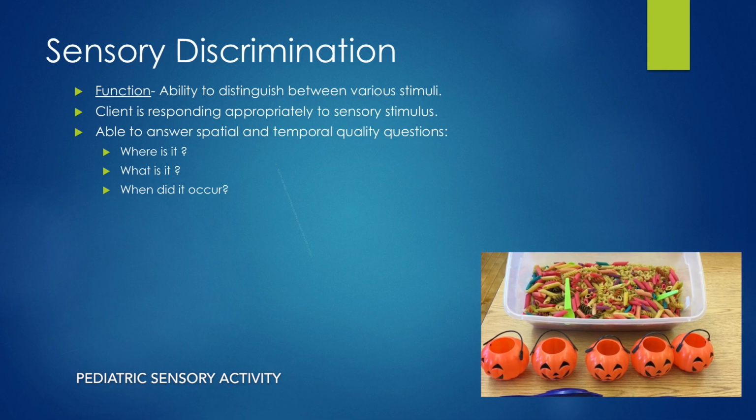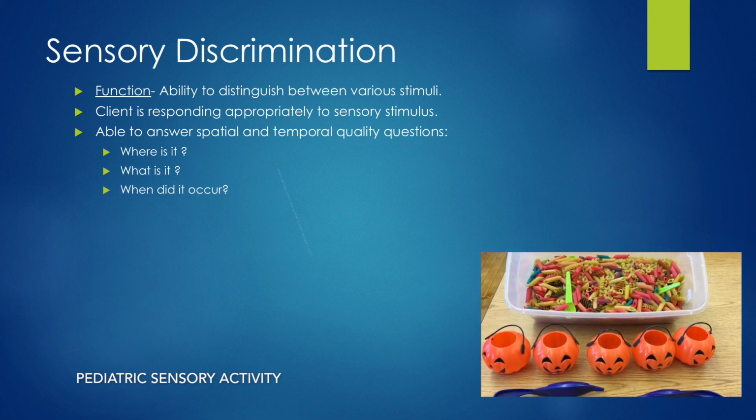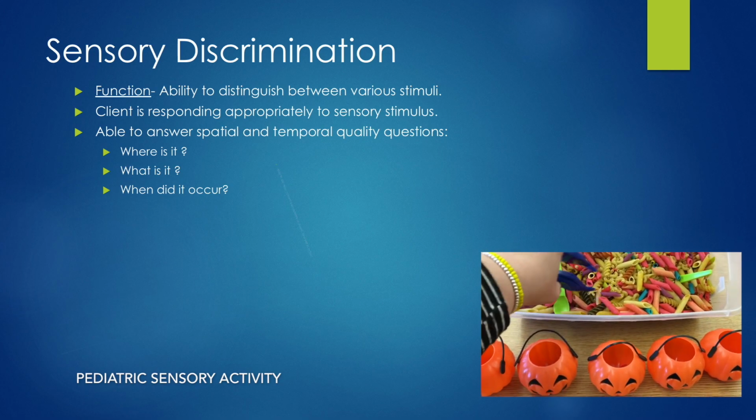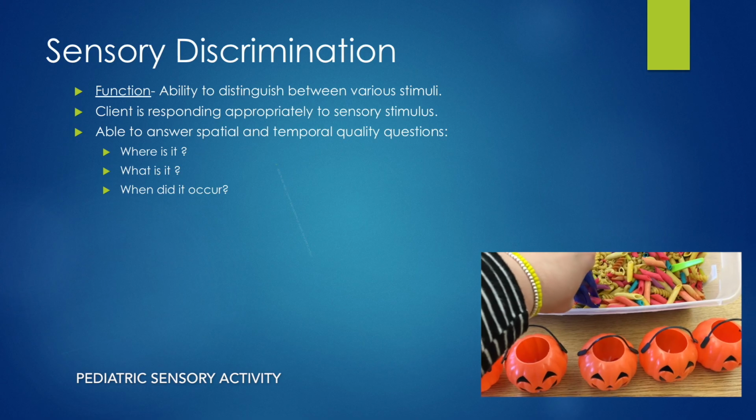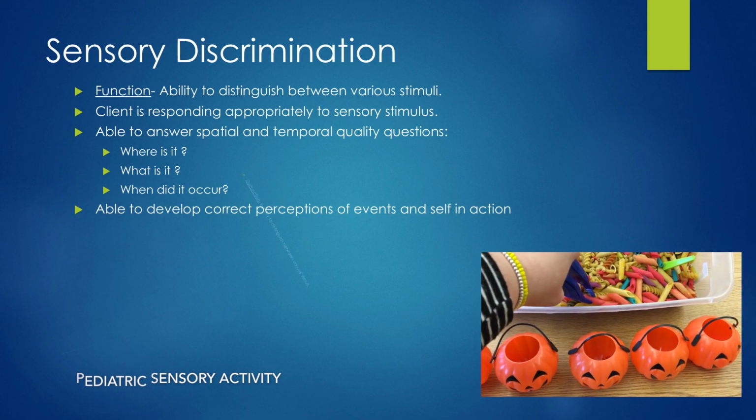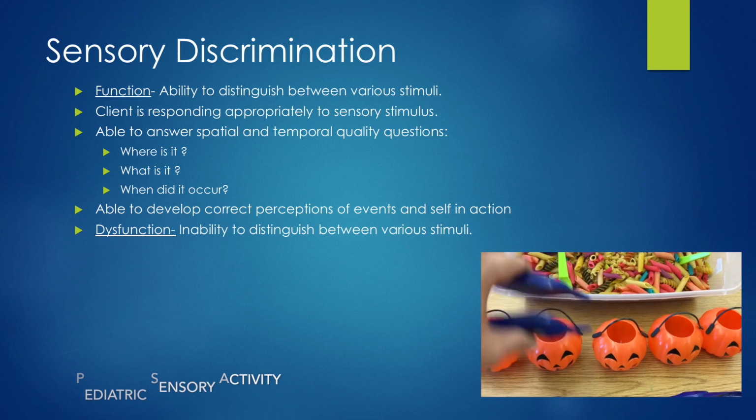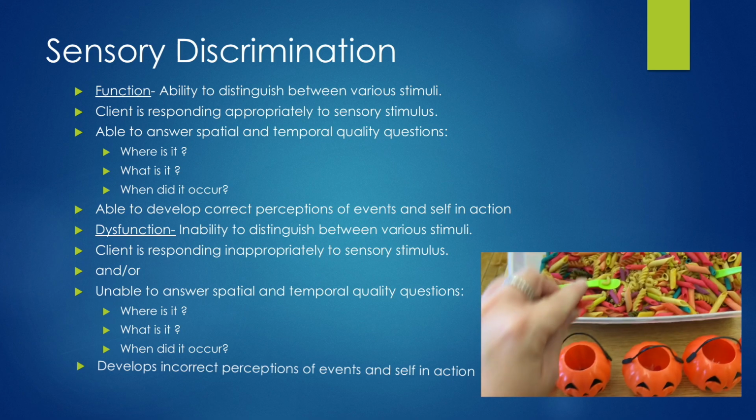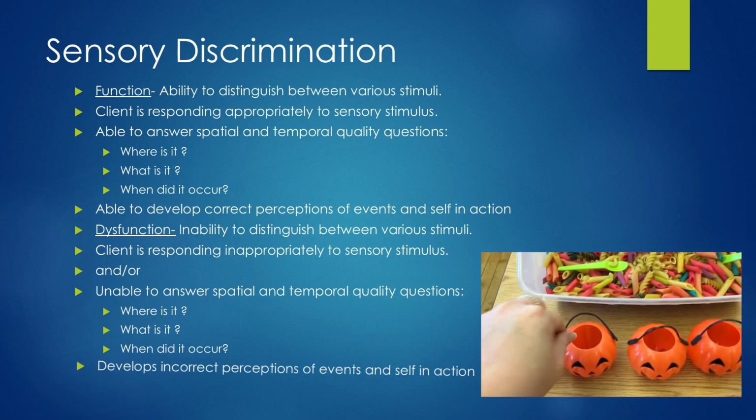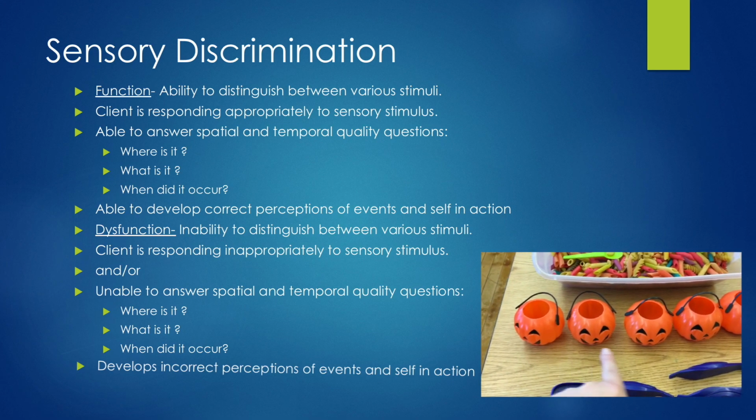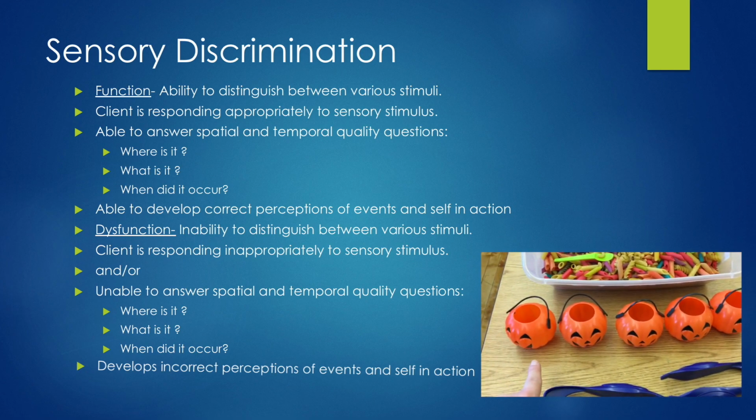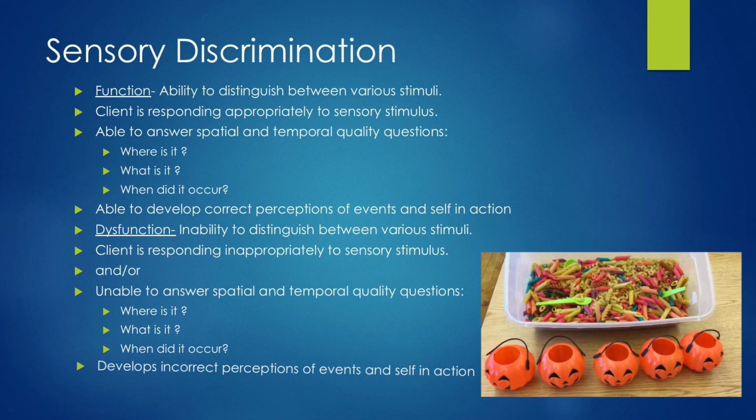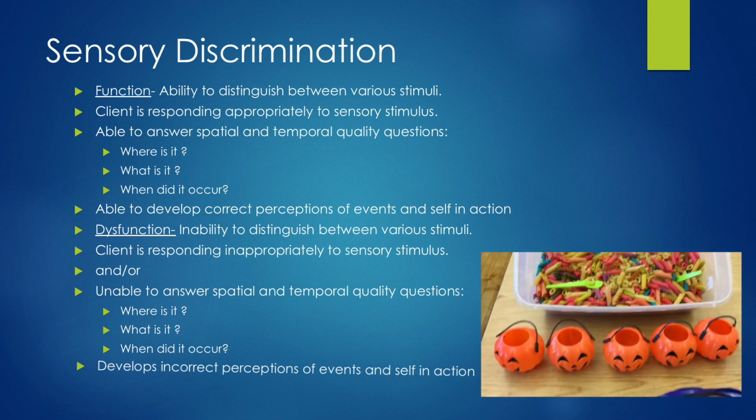A person with a dysfunction in this area may have the inability to distinguish between various stimuli. The client will have trouble responding appropriately to sensory stimuli and or be unable to answer questions about where a stimulus is coming from, what it is, or when it occurred. This causes this individual to develop incorrect perceptions of events as well as how they interacted with the environment.